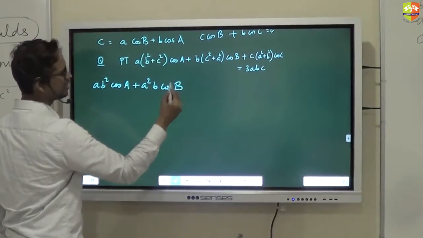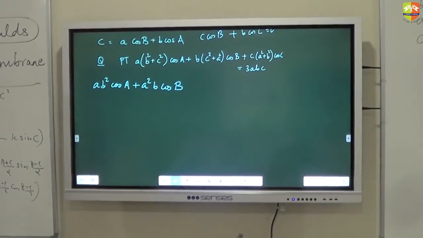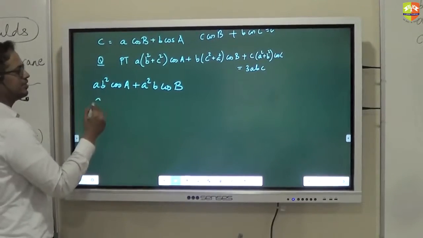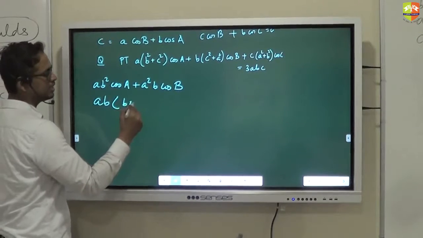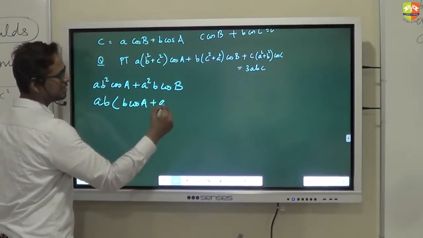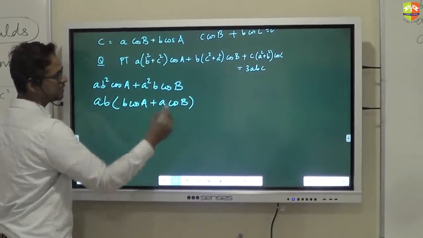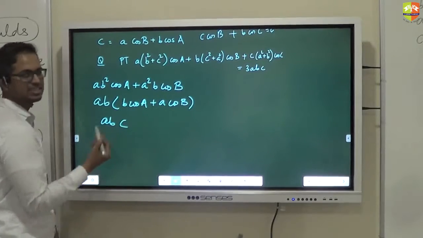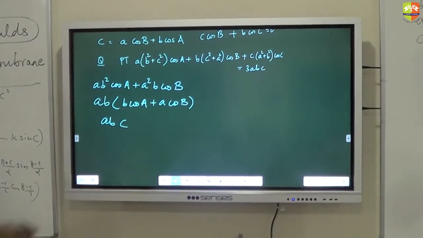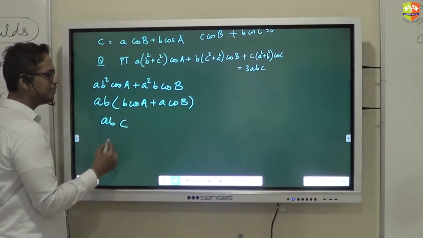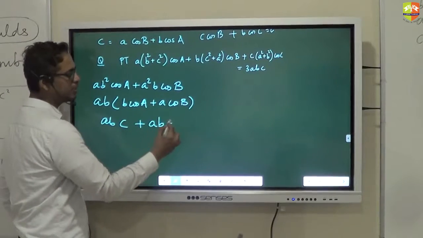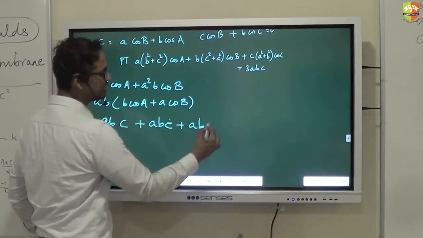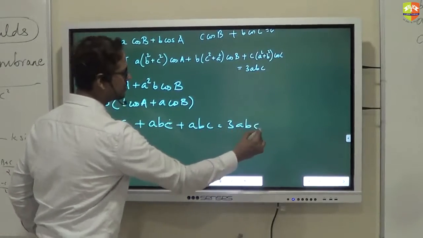What are you thinking? Correct. Right? Now, the benefit of it is, if you take AB common, you get B cos A plus A cos B, which is nothing but ABC. Correct? And then similarly, in a similar way, you can find ABC from other terms coming up. So ABC plus ABC plus ABC will end up giving you 3ABC.